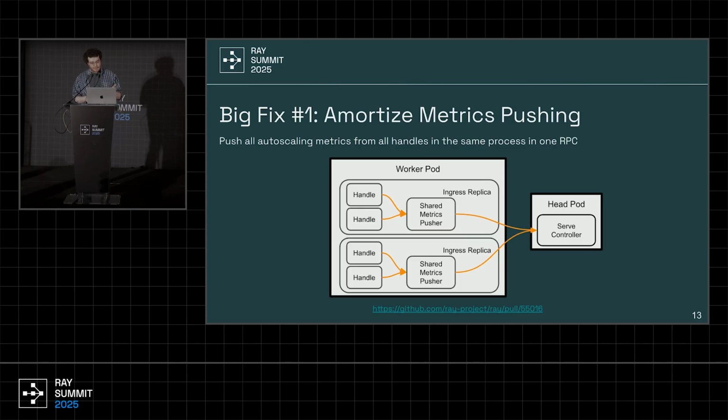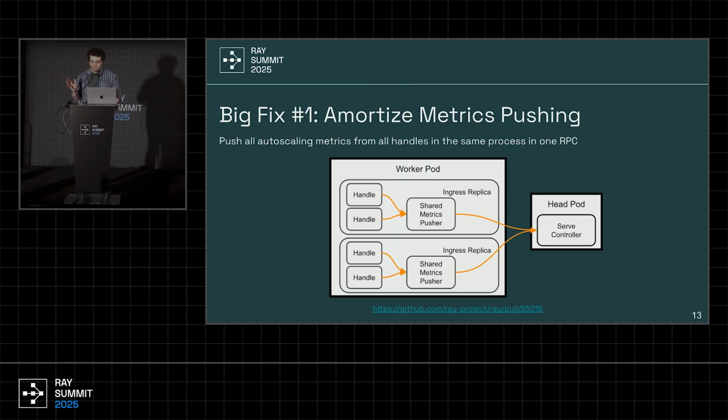So the first one that we did internally is that we built a fork of Ray. And in that fork, we introduced this component called the shared metrics pusher that sits in between the handles and the serve controller. So each Python process gets its own shared metrics pusher for all of the handles that are in that process. And that shared metrics pusher gathers the autoscaling metrics from all the handles and then pushes them in one go to the serve controller. So instead of having, say, 100 handles individually pushing metrics in like a background loop, you have one metrics pusher that pushes all 100 in one go.